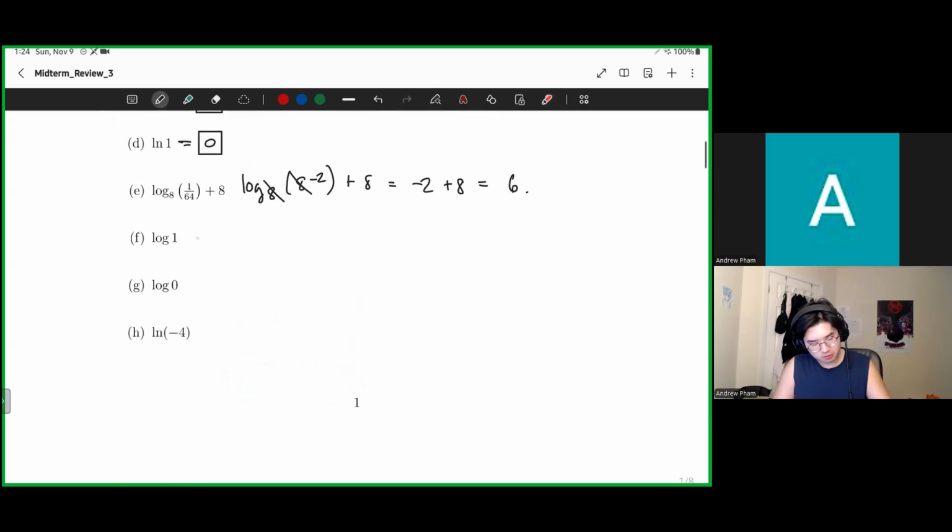F, log of 1 is just 0. We said taking the log of any base to 1 is just 0.